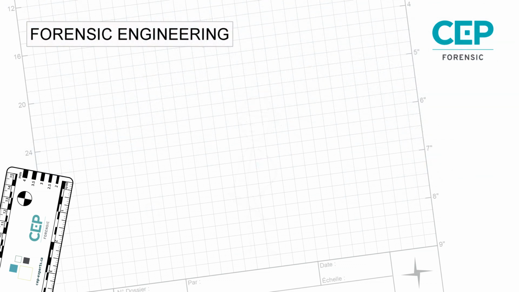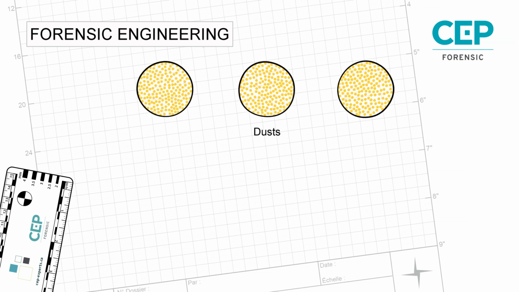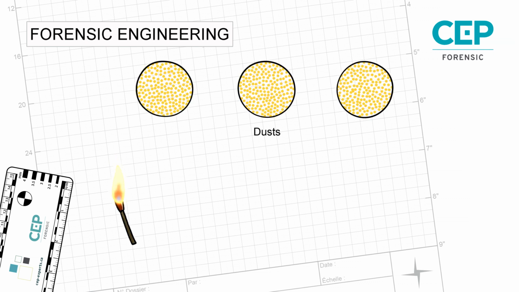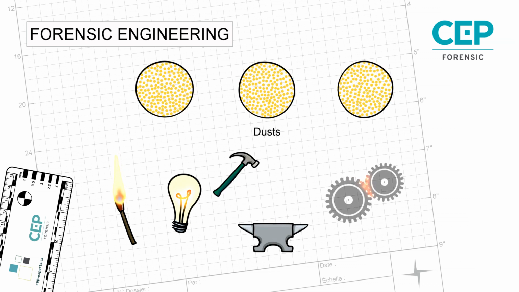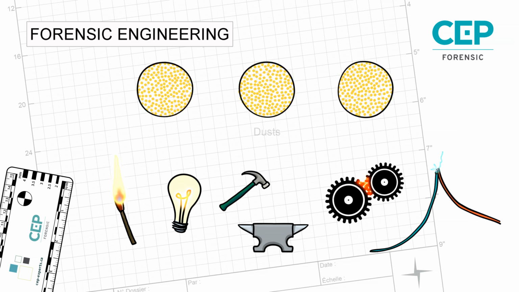Gases and dusts, if in the flammable range, can be ignited by a variety of heat sources, the main ones being open flames, hot surfaces such as a motor or light bulb, mechanical heat, unlubricated bearings, static electricity, and arcing associated with electrical equipment.